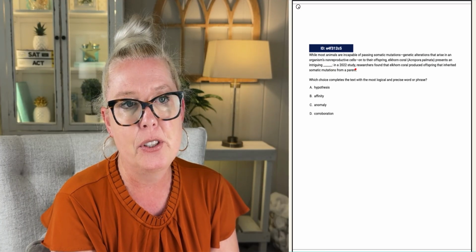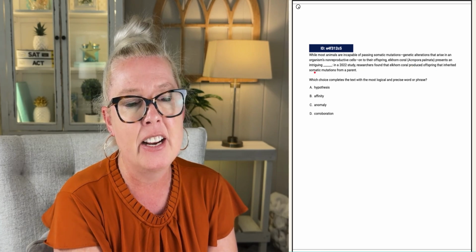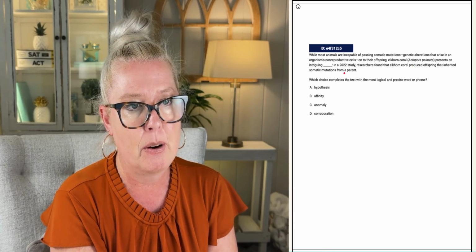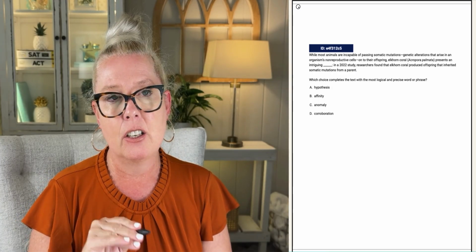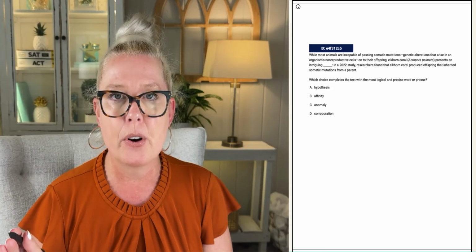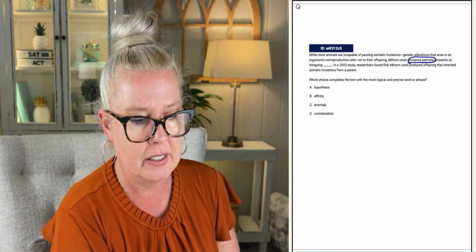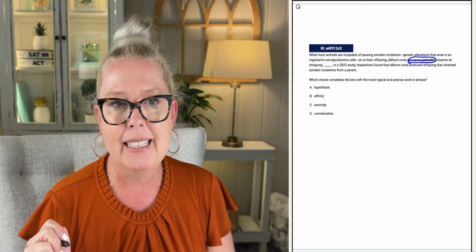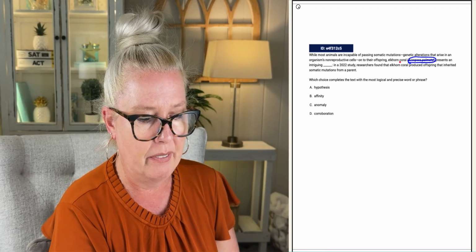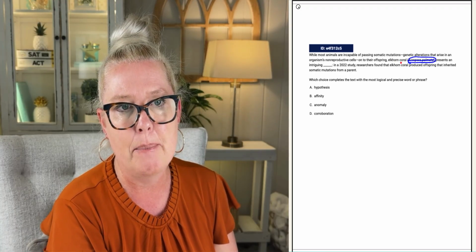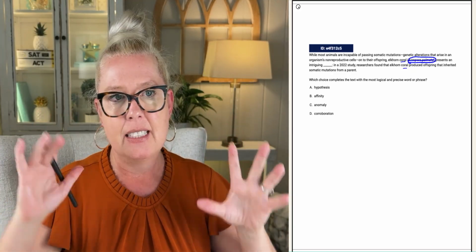In a 2022 study, researchers found that elkhorn coral produced offspring that inherited somatic mutations from a parent. Okay, so number one, there's a lot going on in that sentence and a lot more than we even need. Like, for instance, this Latin pronunciation, you don't need that. That has nothing to do with the actual sentence. Even Elkhorn, if it's bothering a student or tripping them up, I show them how to do away with all of the stuff that's leading you astray.